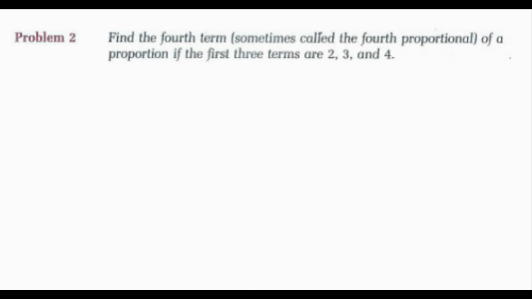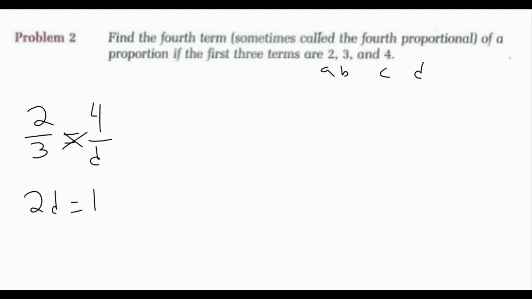Looking at problem 2, I want to find the fourth term, sometimes called the fourth proportional, of our proportion if the first three terms are 2, 3, and 4. So 2, 3, and 4 would be A, B, and C, and I'm looking for term D. So we know A over B is equal to C over D. So 2 over 3 would be equal to 4 over D. I can use my means extremes product theorem to multiply out. So 2 times D is going to be equal to 12. I'll divide everything by 2 and get D is equal to 6.